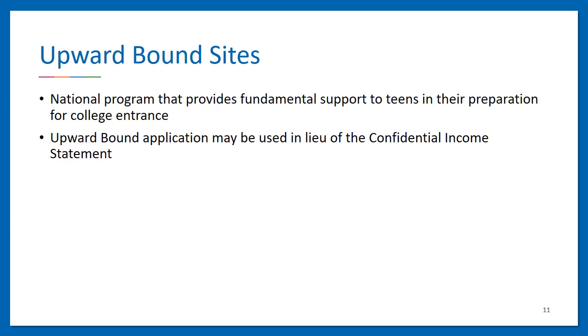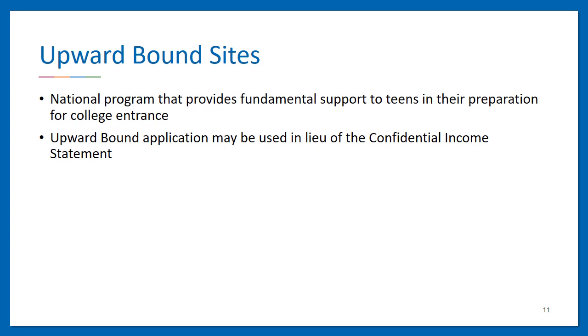Upward Bound is a program funded by the U.S. Department of Education to provide fundamental support to teens preparing for college. Upward Bound serves students from low-income families and those families where neither parent has a bachelor's degree. While participants in Upward Bound are not categorically eligible for free or reduced price meals under SFSP, sponsors of Upward Bound programs may use the Upward Bound application in lieu of a confidential income statement to determine individual eligibility.